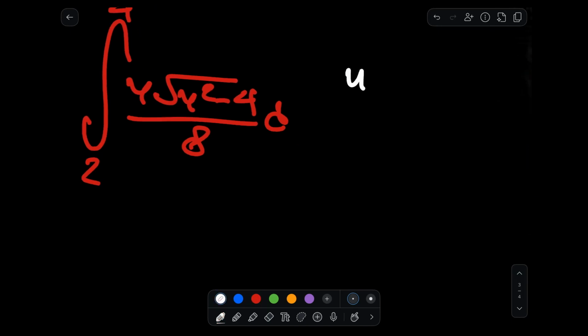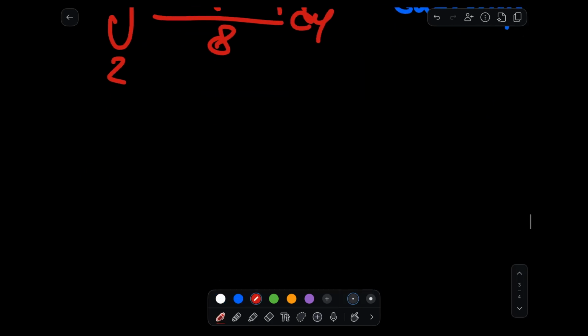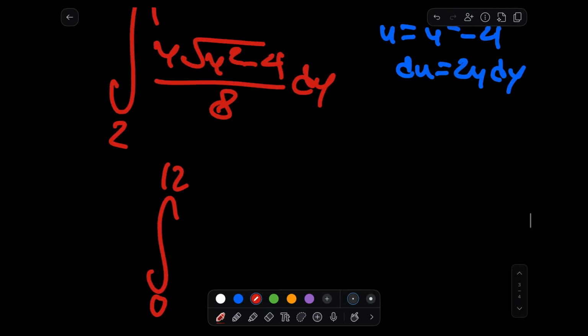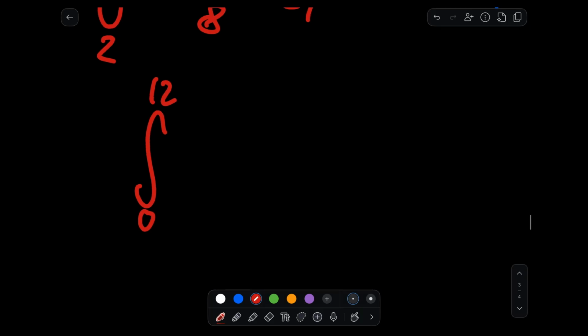I'll write that in blue because I'm feeling fancy today. u equals y squared minus 4, du equals 2y dy. Oh shoot, forgot the dy right there, silly me. And then we can replace our bounds now, which is going to be 0 and 12. I do that mentally at this point, so apologies if you may have been lost.